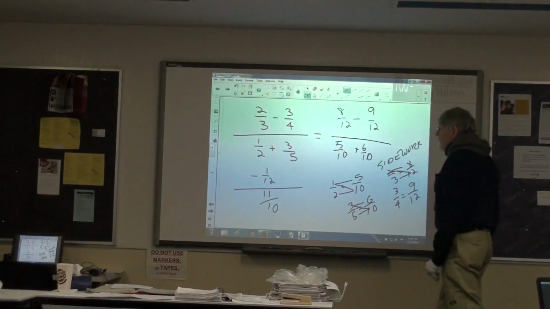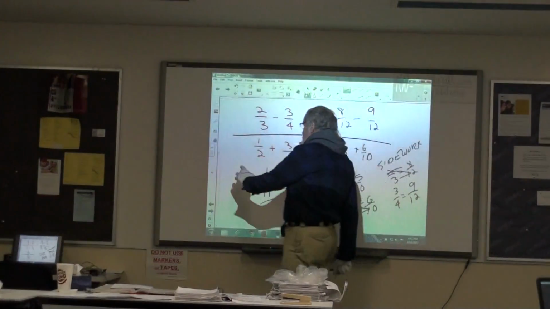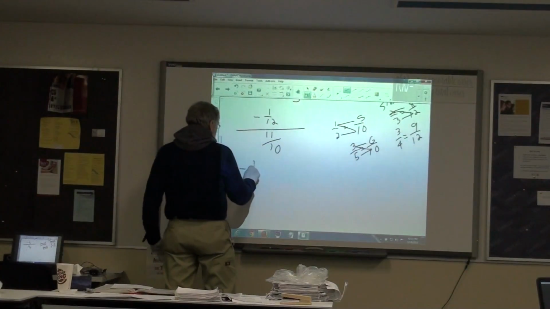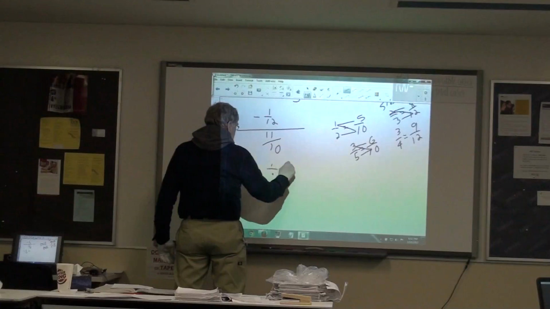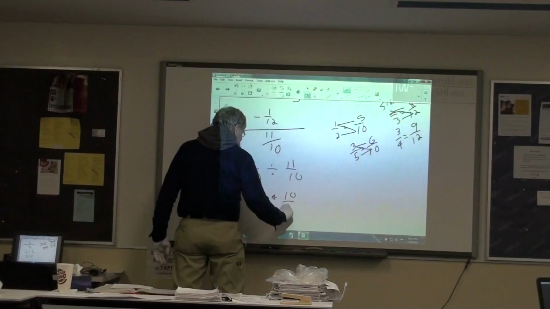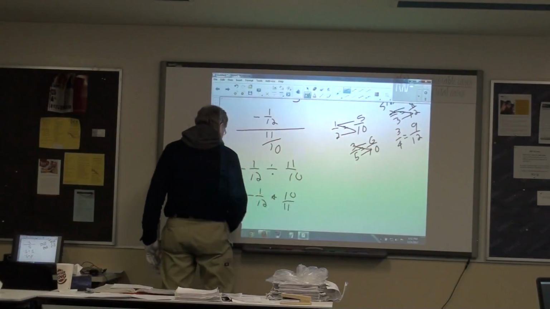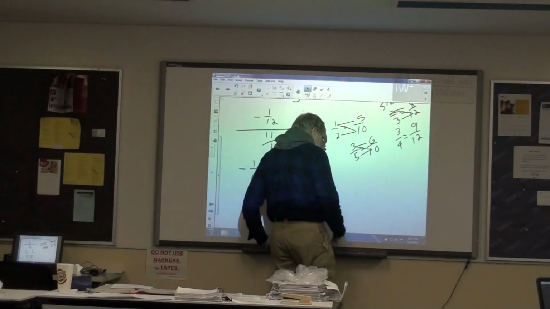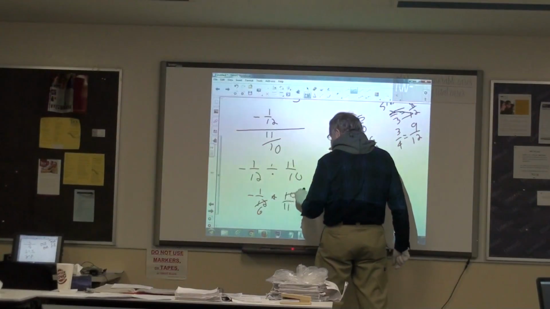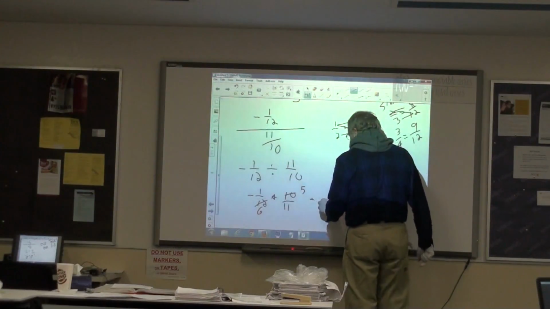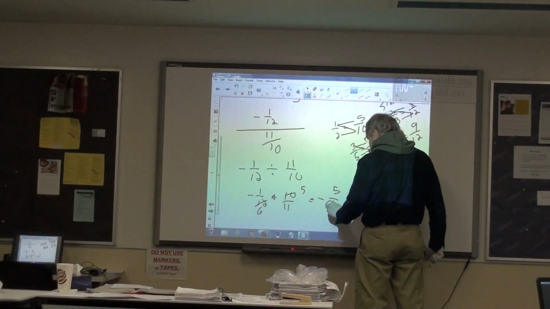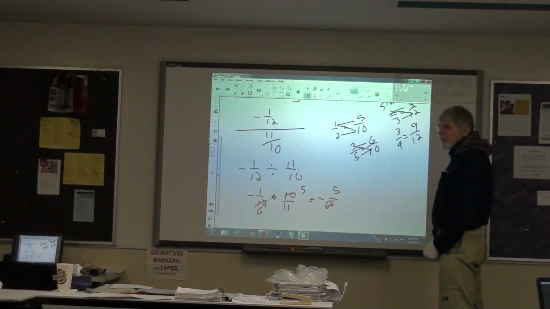And now we know what to do. We change the division line to a division sign. So we have minus 1/12 divided by 11 over 10, which is minus 1/12 times 10 over 11. And we have a little reduction that will take place, which is dividing by 2. We have a 6 and a 5. So on the top, we have a minus 5, and on the bottom, we have 6 times 11, which is 66. So we have minus 5 over 66.